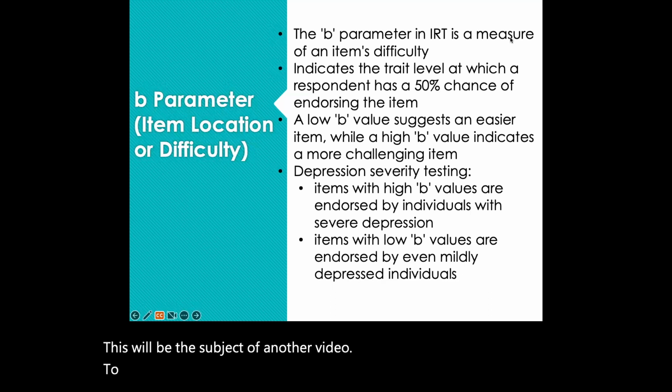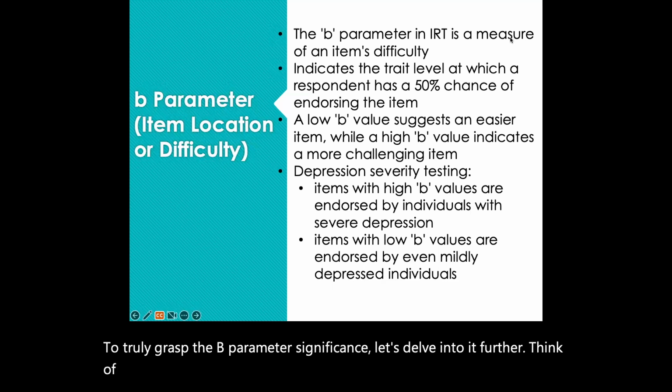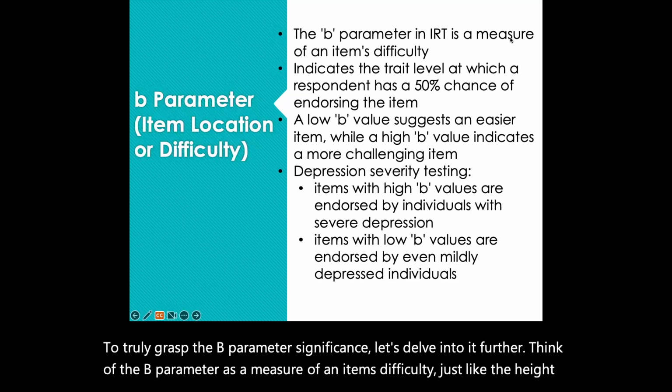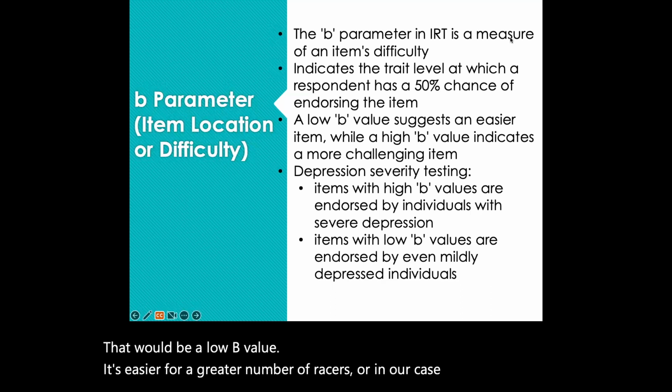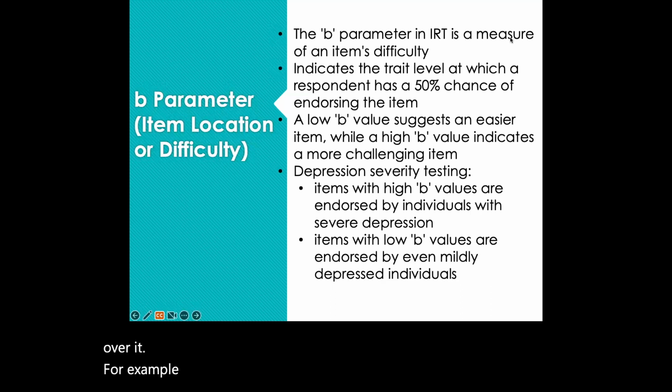To truly grasp the B parameter's significance, let's delve into it further. Think of the B parameter as a measure of an item's difficulty, just like the height of a hurdle in a race. If the hurdle is low, that would be a low B value. It's easier for a greater number of racers, or in our case, respondents, to get over it. For example, an item like "I feel sad" on a depression severity test might have a low B value because even individuals with mild levels of depression are likely to agree with it.